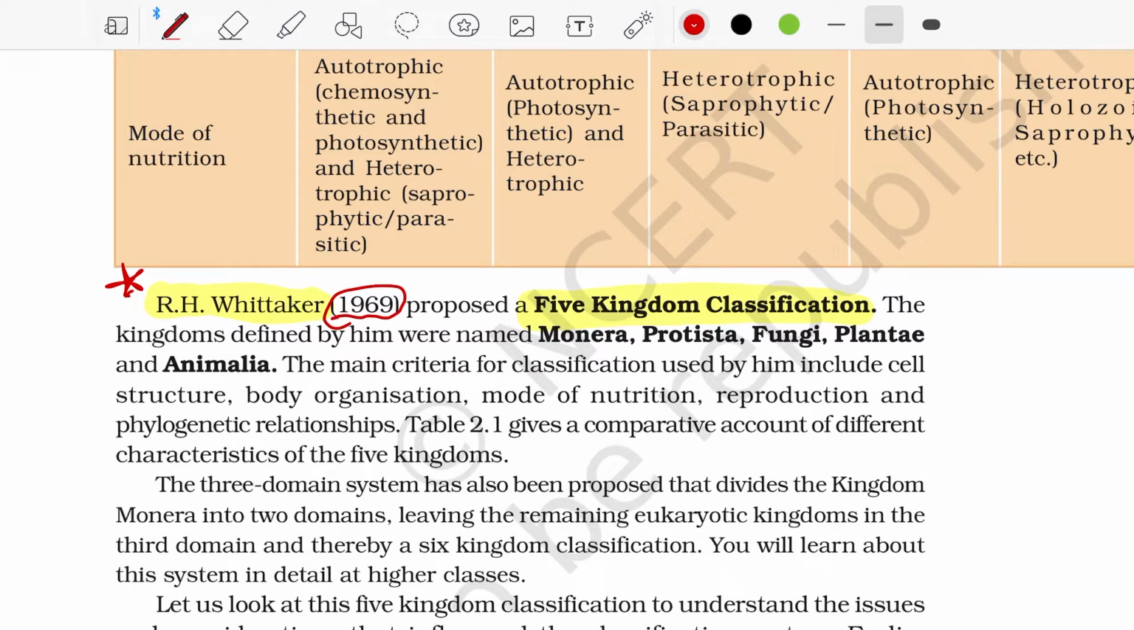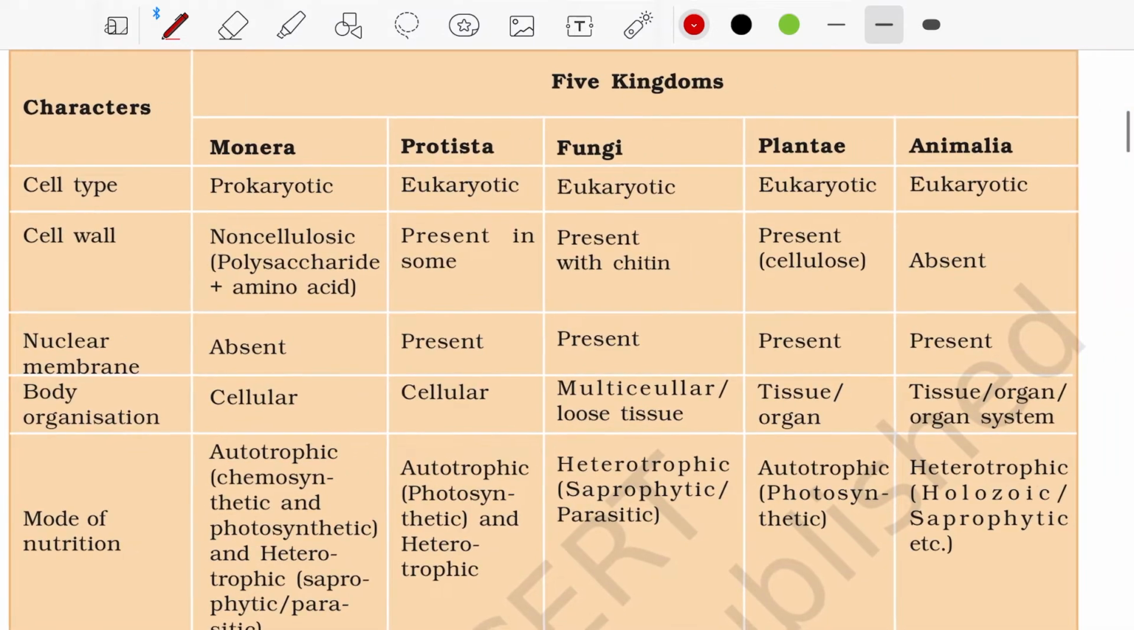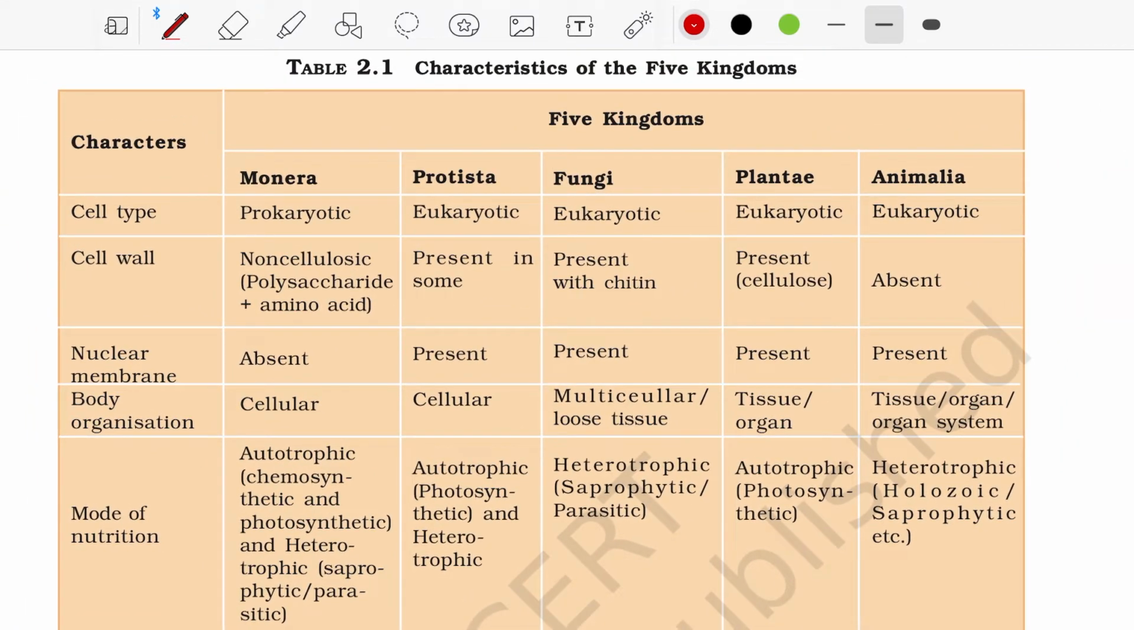In this 5 kingdom classification, there are Monera, the first one, Protista, the second one, Fungi, the third one, Plantae, the fourth one, and the fifth one is Animalia. Here, the organisms are not classified only into Plantae or Animalia, but into 5 kingdoms: Monera, Protista, Fungi, Plantae, and Animalia. This is really very important. So let's discuss the 5 kingdoms in detail. You should learn this table by heart. If you do, you will get the complete characteristic features of these 5 kingdoms.